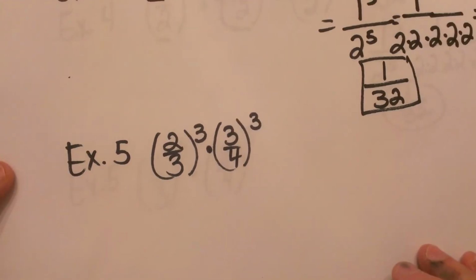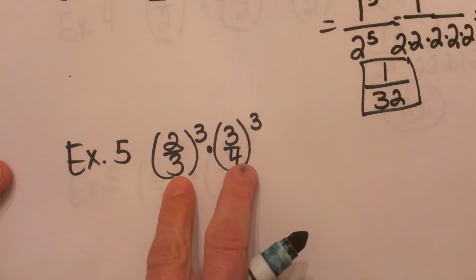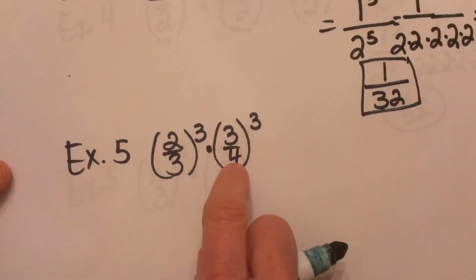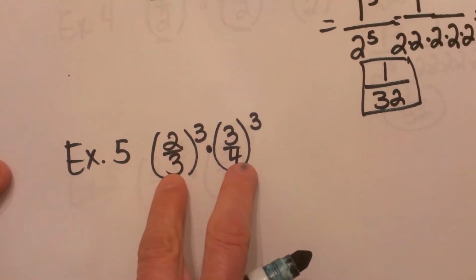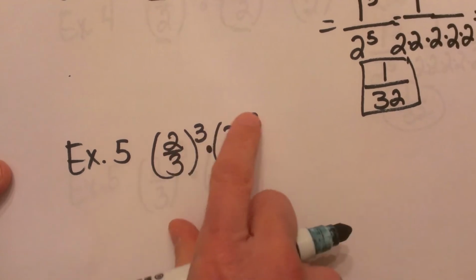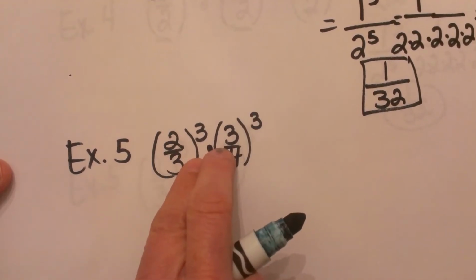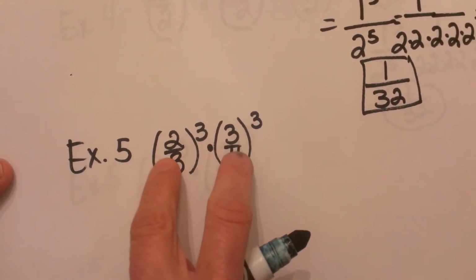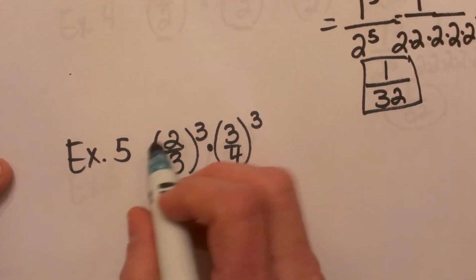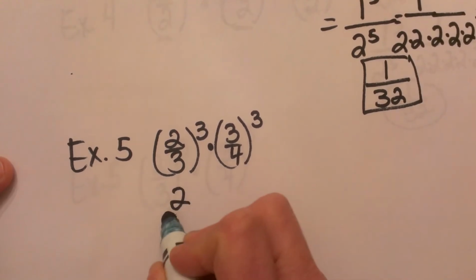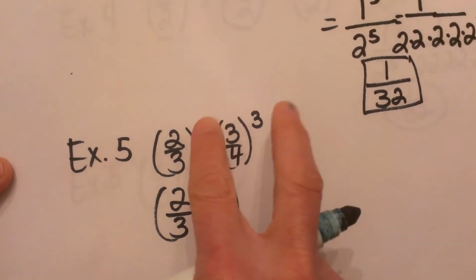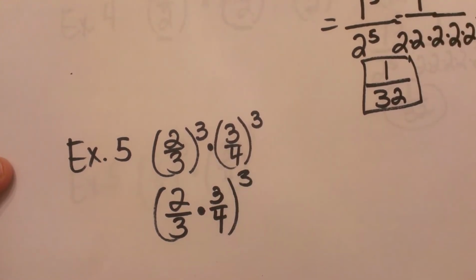Now, let's look at our second type of multiplying. This time I have 2/3 cubed times 3/4 cubed. This time our bases are different, but our exponents are the same. So we can evaluate each one of these separately and then multiply those answers together, but it's a little bit easier to multiply the bases together first and then cube them. So let's multiply our bases together. I'm going to take 2/3 times 3/4. Because they're both cubed, I can just raise that to the 3rd power.